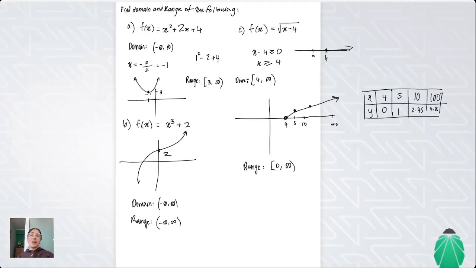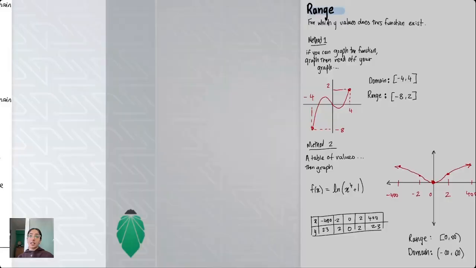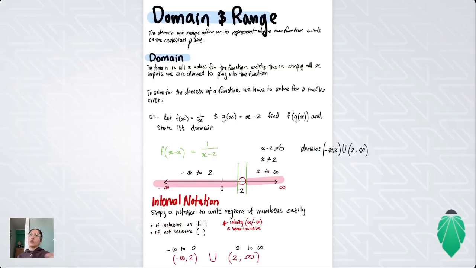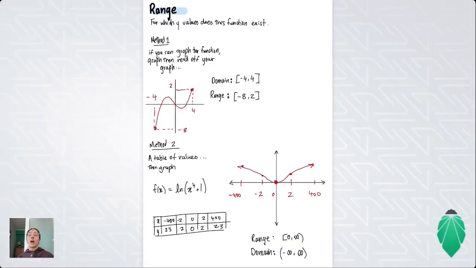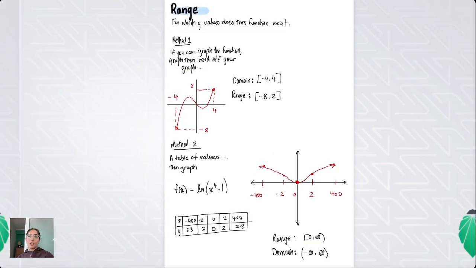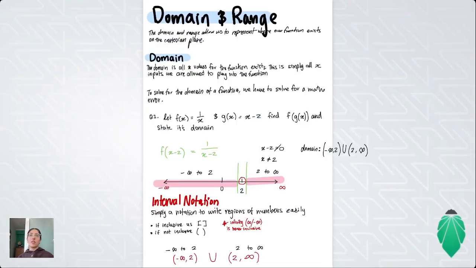So that's everything you need to know about domain and range. There's nothing else. Okay? Domain is just all the x values that can exist. And then range is just all the y values that can exist. To find the range, you will need to use a graph. To find the domain, you just solve for a math error. If there is no math error, then the domain is just everything. Okay? And please always remember to write your answers in interval notation.